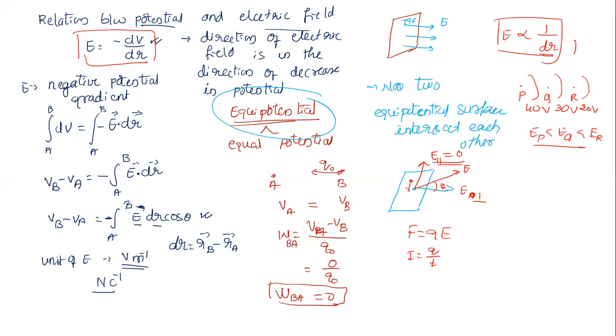So as the distance increases, the electric field decreases. Measuring the distance from here, as we go like this the distance increases, and the electric field decreases, so the electric field is minimum there. This is about the equipotential surface and its properties.